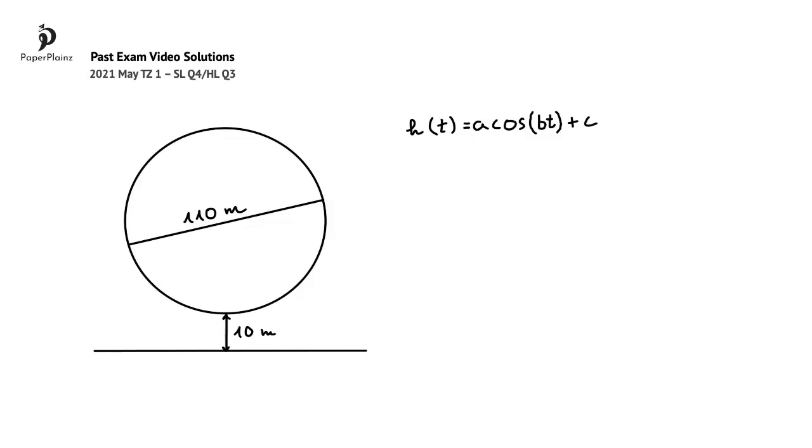In this question, we are given information about a Ferris wheel, and we are told that the height of P, a point on the wheel, after t minutes is given by the function h(t) equals a cosine(bt) plus c. We have to find the values of a, b, and c. We are told that when the wheel starts moving, so at t equals 0, P is at the lowest point, so here.